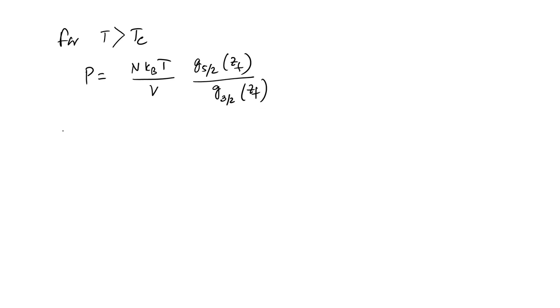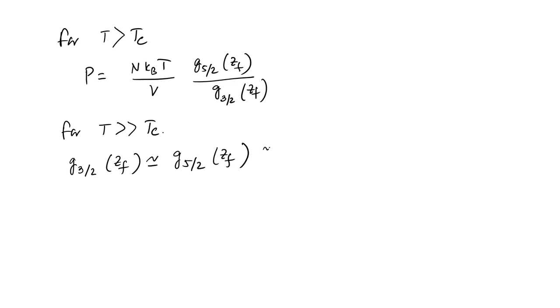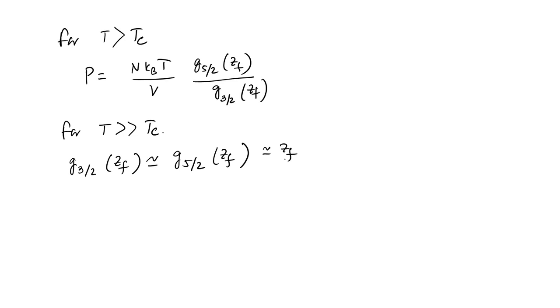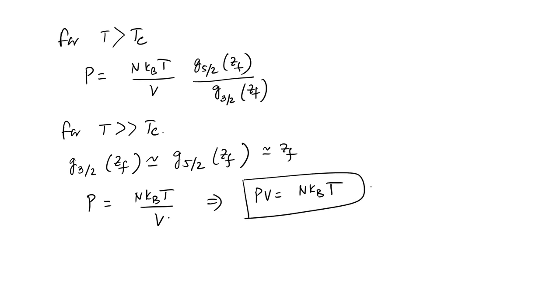So what happens for T large? Now say we want to recover the classical limit, then you can easily show that G 3 by 2 ZF is almost equal to G 5 by 2 ZF, either of them becomes equal to ZF, because that's the expansion. It's ZF minus ZF square by some denominator plus ZF cube by some denominator and so on. But if the temperature is large enough, then it's sufficient to keep only the first power of ZF. So if you put it in that expression, you get NkT by V, which is the classical pressure. So we get PV equal to NkT, the ideal gas equation that we have been seeing right from the beginning. So this is the classical gas equation.